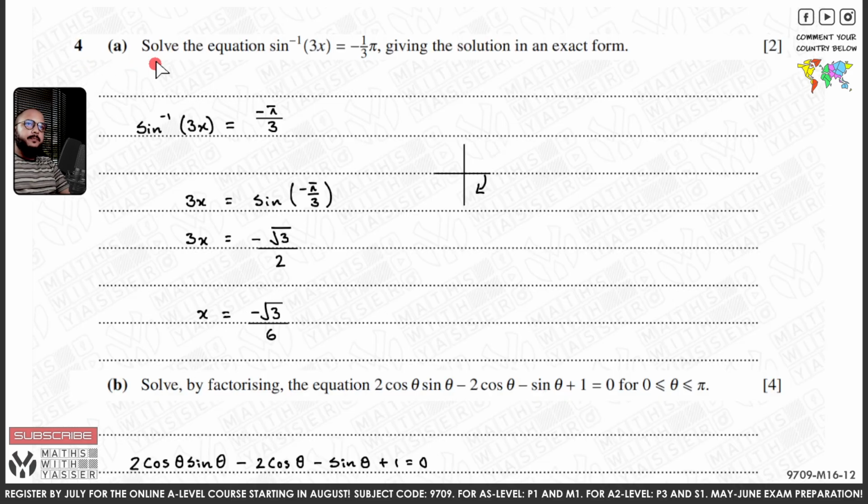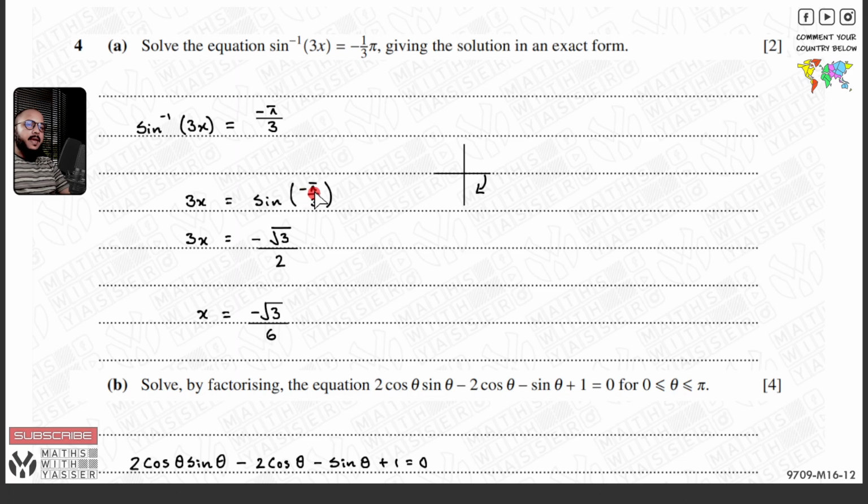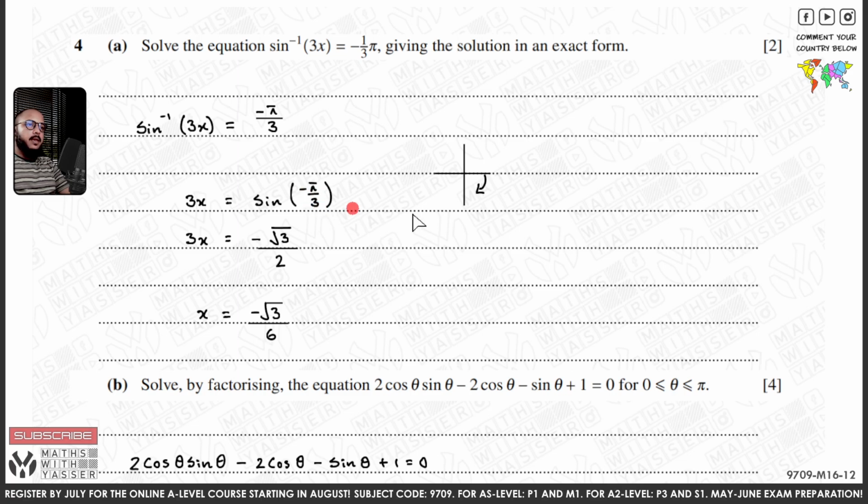Question number 4. Solve the equation sine inverse of 3x equals negative pi by 3. We need to give the solution in an exact form. So sine inverse 3x is equal to negative pi by 3. That means 3x must be sine of negative pi by 3, and negative pi by 3 means it's in the 4th quadrant.